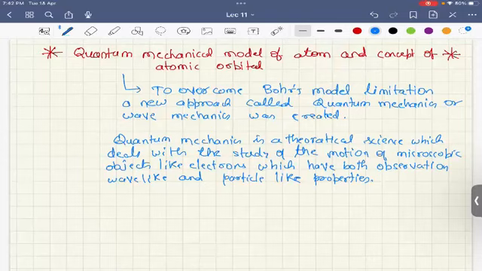Quantum mechanics was developed independently in 1926 by Werner Heisenberg and Erwin Schrödinger. On the basis of quantum mechanics, Schrödinger proposed a model of an atom which considered wave-particle duality of matter and Heisenberg's uncertainty principle. This model was known as the quantum mechanical model of atom. Right? In 1927, Erwin Schrödinger described the wave motion of an electron in three-dimensional space around the nucleus by a mathematical equation known as Schrödinger's wave equation.